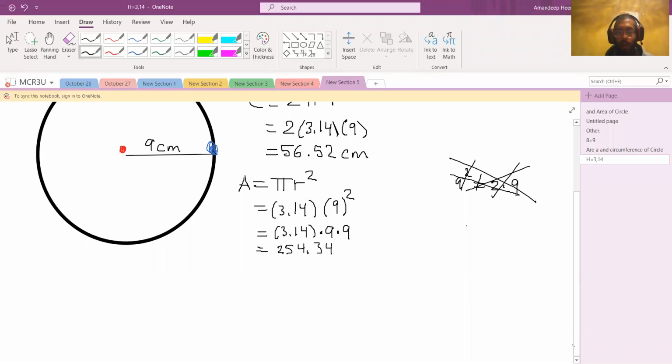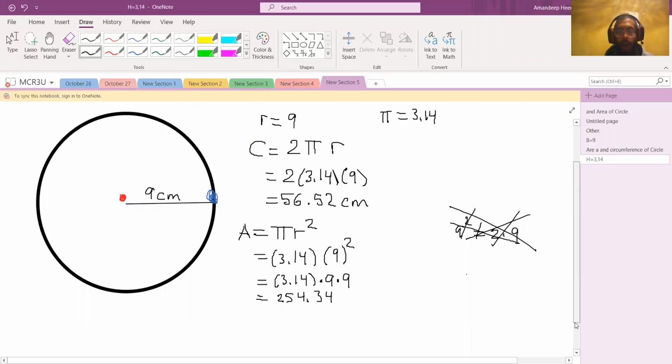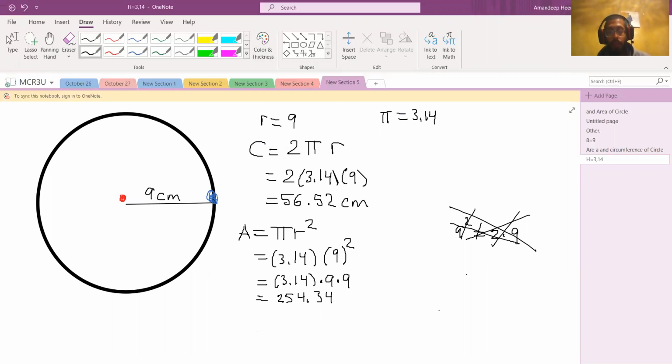Now, okay, this is where it is. What unit will I put for the area? It's not going to be centimeters. What's going to be the unit? It's going to be centimeters squared.